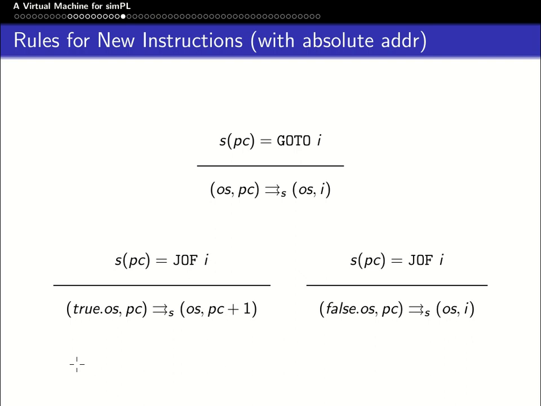So what are the rules for the new instructions? They are very easy. They're a lot easier, right? Because now we have absolute addresses here. So all I have to do is just set that address. Say if I have a go to I, the PC, the program counter, just becomes that value I, right? For jump on false, whenever we jump, which is here, we just set the PC to that value. That's all we do. Cool?